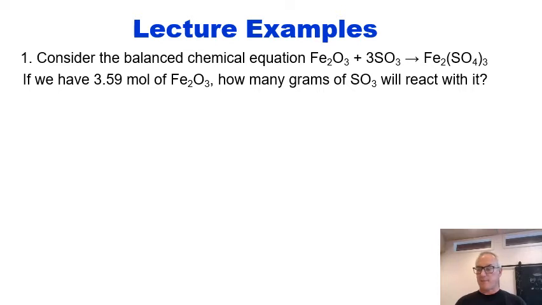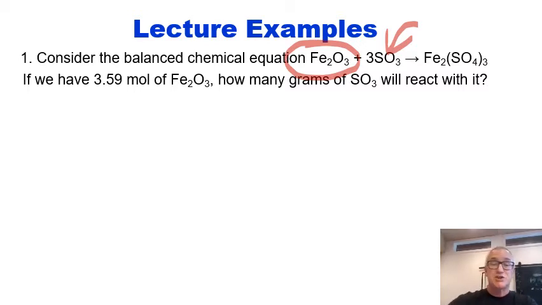So here's an example. Now, this says it's a balanced chemical reaction, but I might be lying. So let's double check. What's the name of that? Anyone? Right, that is iron 3 oxide. So I have iron 3 oxide, and I'm reacting it with, right, sulfur trioxide. And what does that give us? It gives us iron 3 sulfate. Right, excellent.